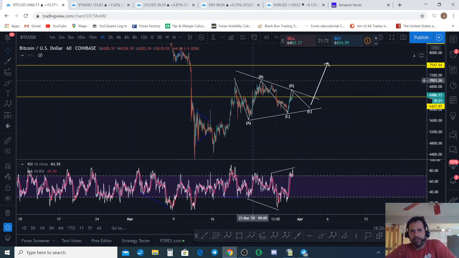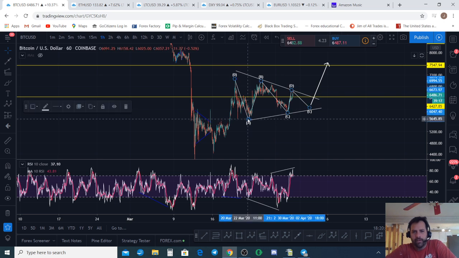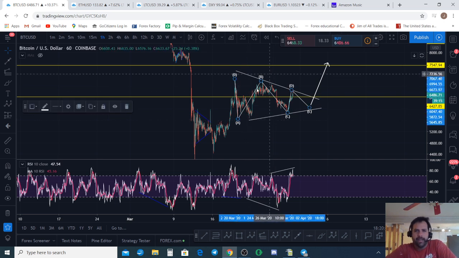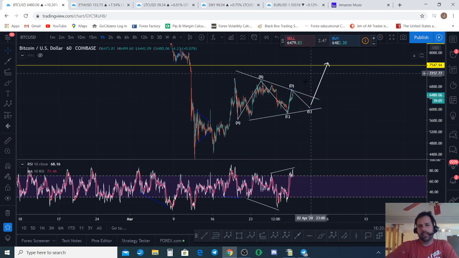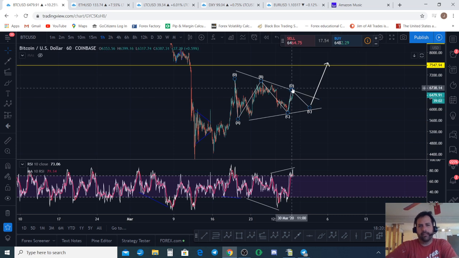If we have a triangle, all of these would have to be three waves. That's my problem with this particular wave. I don't like the wave delineations. This one looks like five waves to the downside, and this one looks like five waves to the upside. So I'm not a big fan of the triangle, but there's a possibility for what we're looking at. Let's look at something else.